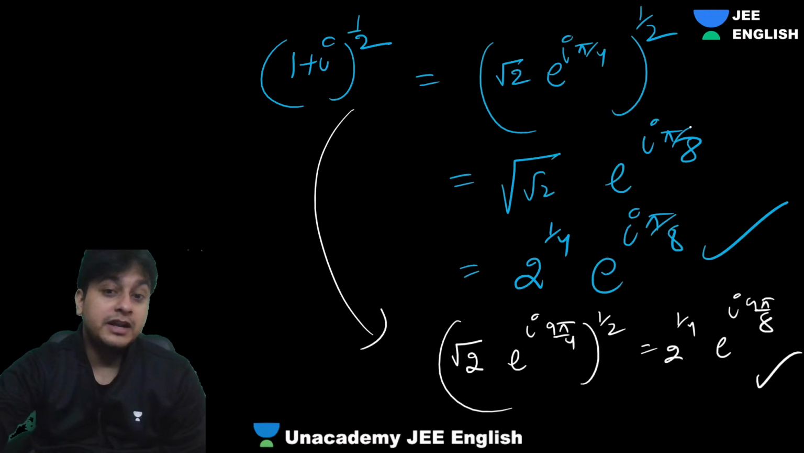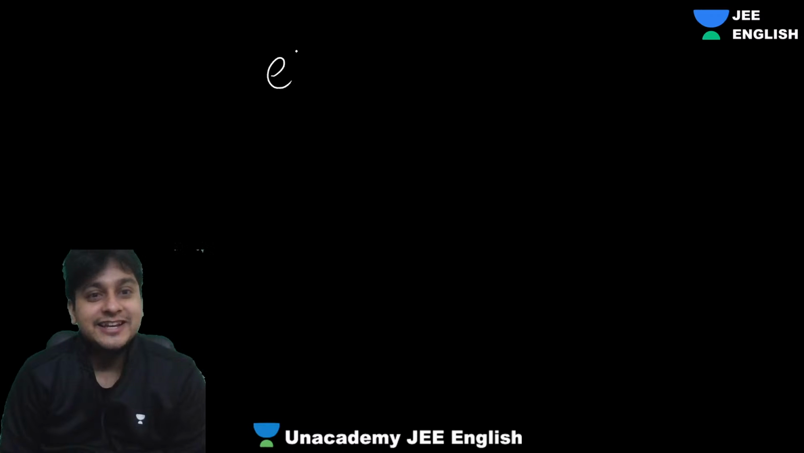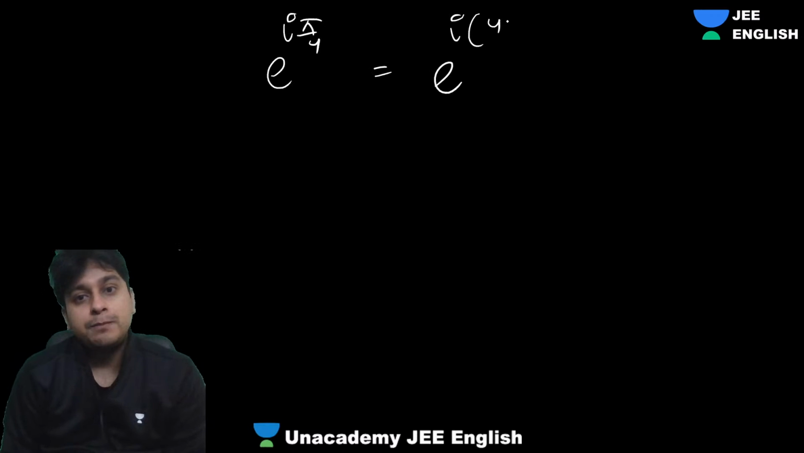Now guys, somebody will say, sir, why are you writing 4 pi again? He will say, sir, e power i pi by 4. You write it as e power i (4 pi plus pi by 4). So I'll say, okay, write it down. So what will we get, guys?